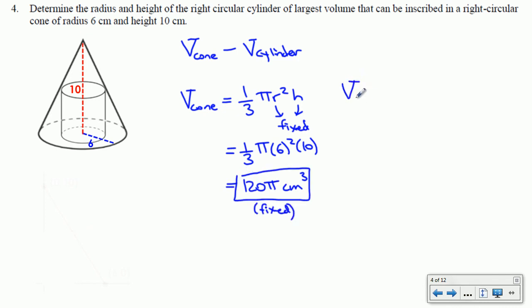So next I can write the volume of a cylinder. This is on your formula sheet, given by pi r squared H. We do not yet know R or H. These are variable, but they are constrained. So the constraint is I need to select a cylinder that will fit comfortably underneath this cone.